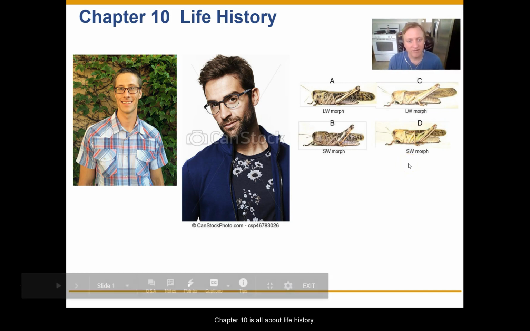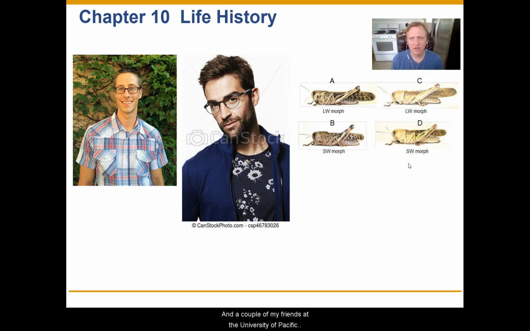So, chapter 10 is all about life history. And a couple of my friends at the University of Pacific, Dr. Zach Stahlschmidt and soon-to-be Dr. Jordan Glass, studied life history trade-offs within crickets. I texted Jordan. He would not send me a picture of himself, and so I put up this generic photo of a handsome guy. They studied things like food availability and temperature to see what kind of different crickets they could get to develop. And so that is the basics of what we're going to be talking about today.